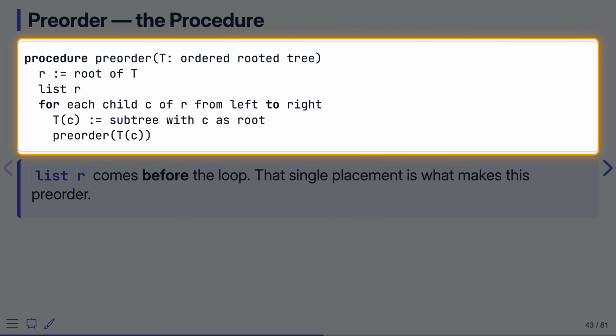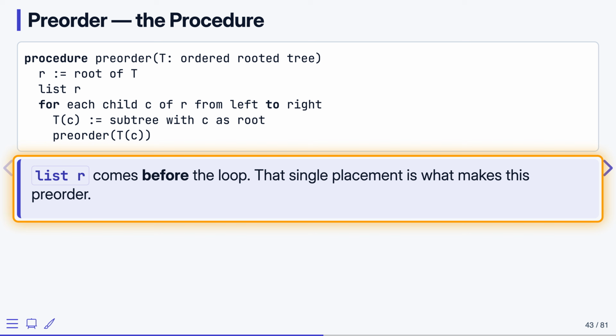This is the procedure for preorder. Read it top to bottom. First we take R, the root of the tree we were handed. Then we list R. To list a dot means to visit it and write it down in the output. Then, for each child C of the root from left to right, we take the subtree rooted at that child and call preorder on it. The procedure calls itself. Now look at where the line list R sits. It comes before the loop. That one placement is the whole difference between preorder and the other two orders. Move that line and you get a different traversal.